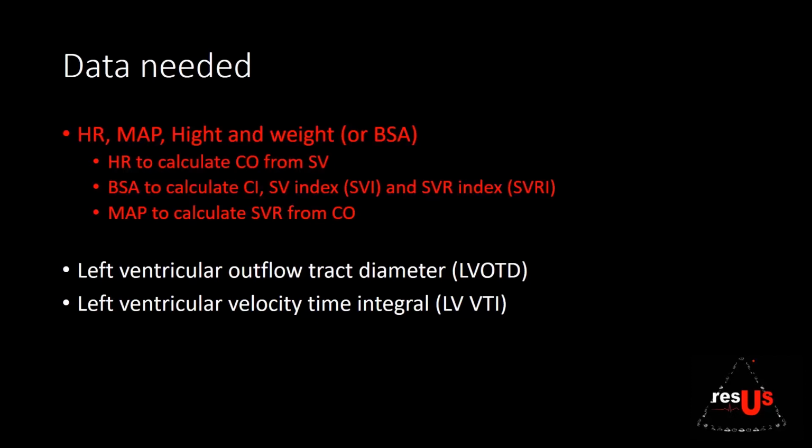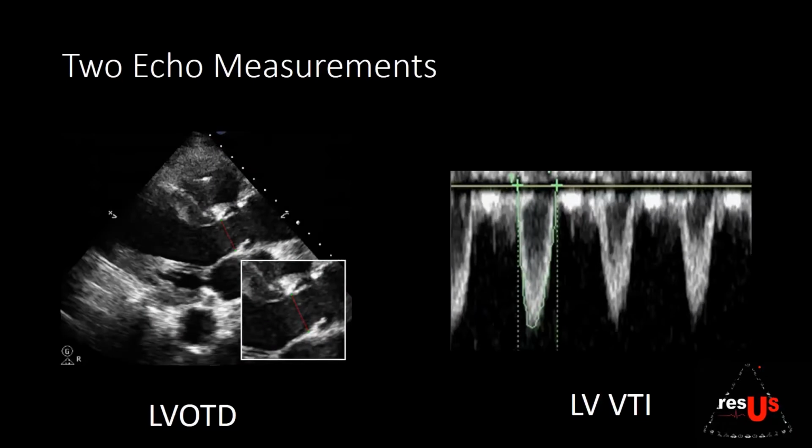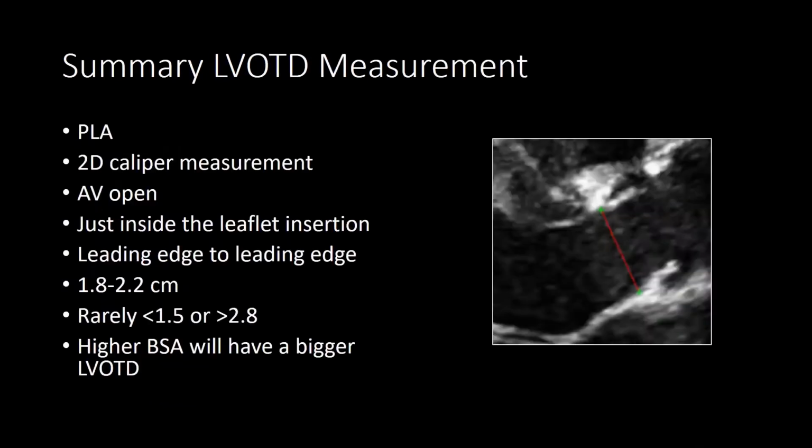We're assuming for the purposes of this particular episode that you already know how to measure the outflow tract diameter and the left ventricular velocity time integral, but we're going to review them super quickly right now. So just as we learned in our first episode, we learned to image and then measure the left ventricular outflow tract diameter, or the LVOTD, and the left ventricular velocity time integral.